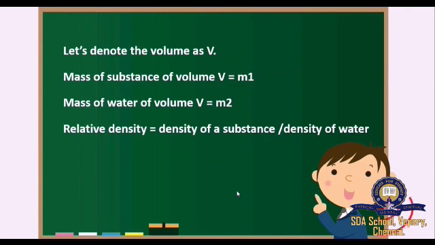Relative density, we know the formula. Density of a substance divided by density of water. Now, we are going to substitute M1 by V divided by M2 by V. What will happen? The volume and volume will get cancelled and we will get M1 divided by M2. So, we can also define the relative density as ratio between mass of the substance and the mass of the standard substance, right?